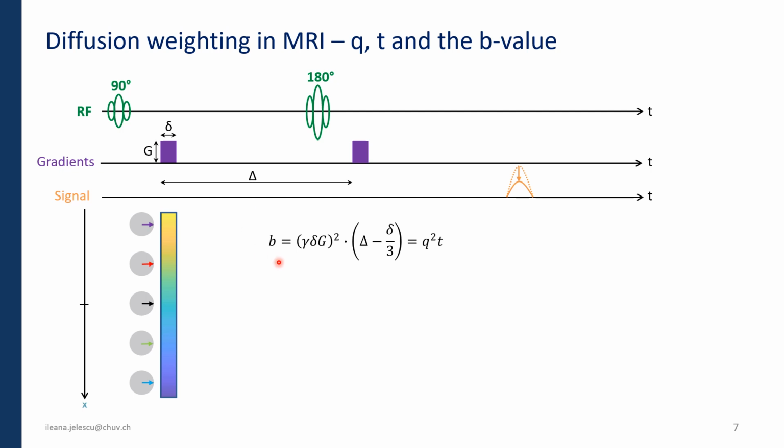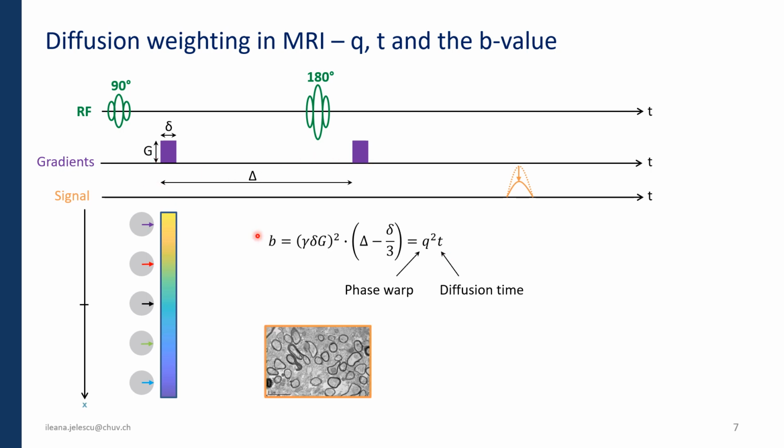The so-called B value is a combination of all of these parameters that can be roughly separated into two major contributions. On the one hand, we have the Q value here, which is completely driven by the surface area of these gradients, and that relates to the phase warp that we impart in space, and the diffusion time T, which is the time that we let the water molecules mix before we refocus. And the phase warp has a very distinct influence on the diffusion weighting.